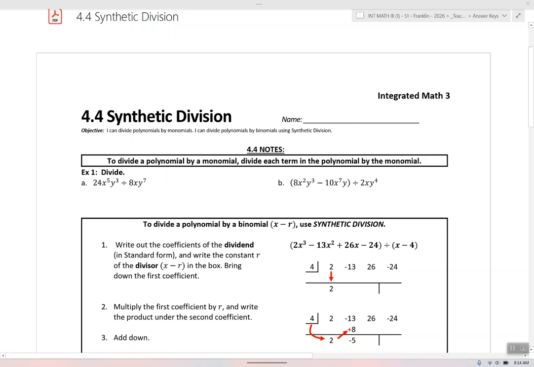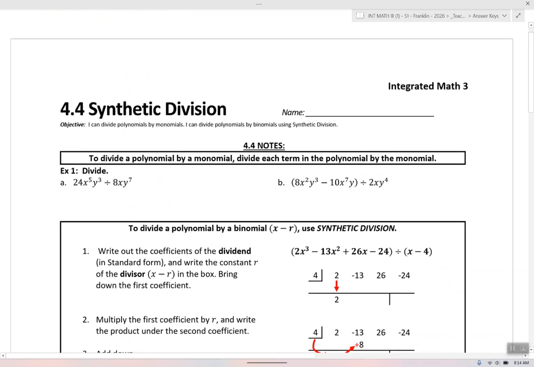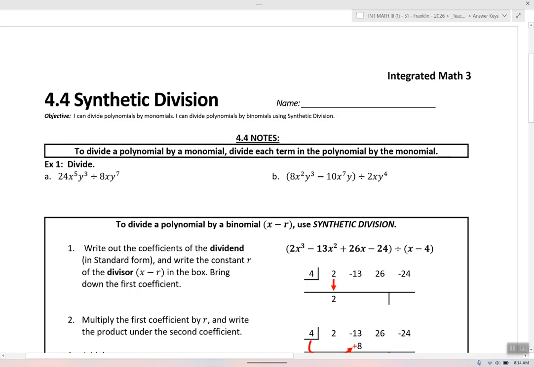In the previous notes, we looked at adding, subtracting, and multiplying polynomials, but we didn't touch division. So in these notes, we'll take a quick look at dividing polynomials by a monomial, and then we'll look at what's called synthetic division, which can be used to divide a polynomial by a binomial.